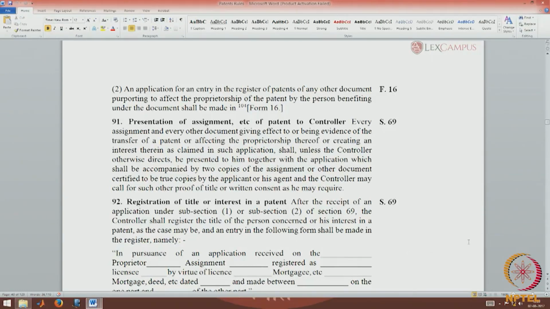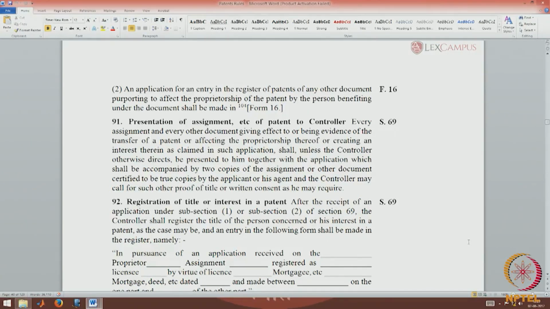Rule 91 talks about presentation of assignment etc. of a patent to the controller. Every assignment and every other document giving effect to or being evidence of a transfer of a patent or affecting proprietorship thereof or creating an interest as claimed in such application shall, unless the controller otherwise directs, be presented to him together with an application which shall be accompanied by 2 copies of the assignment or other documents certified to be true copies by the applicant or his agent, and the controller may call for such other proof of title or written consent as he may require.